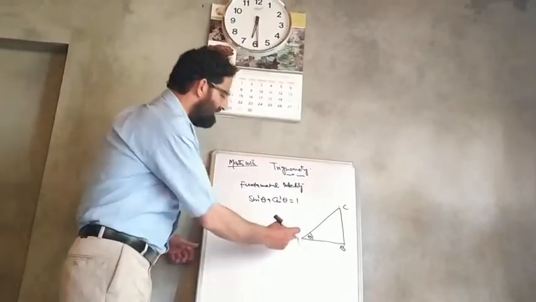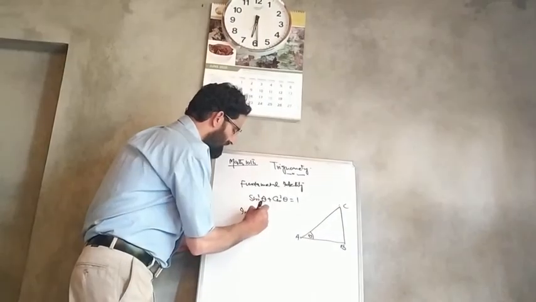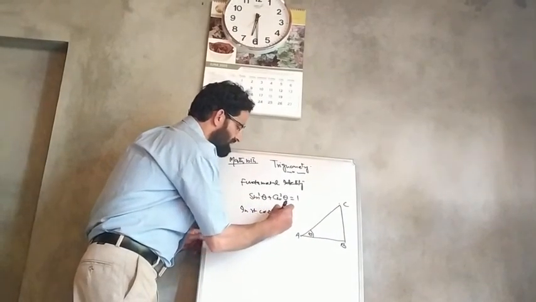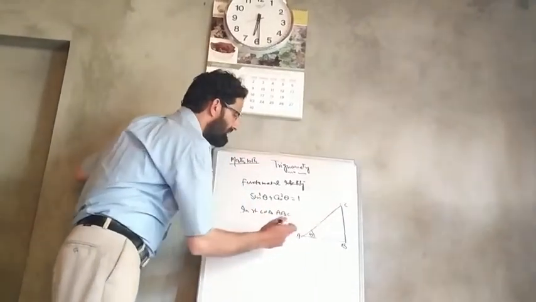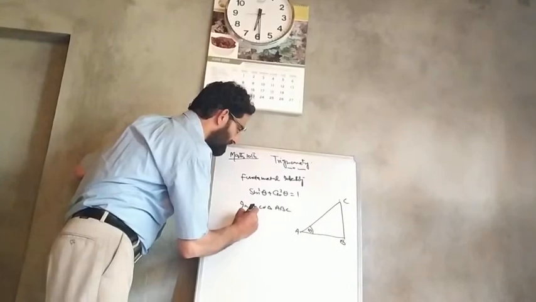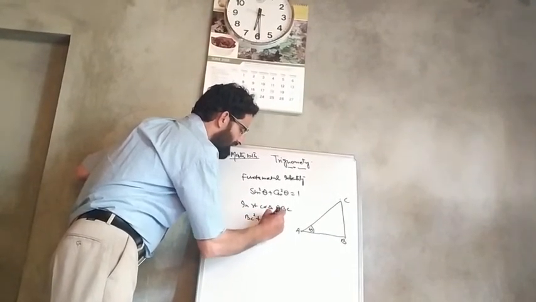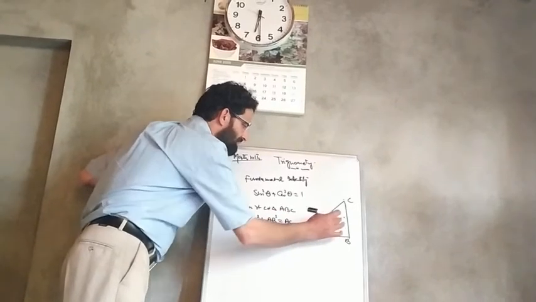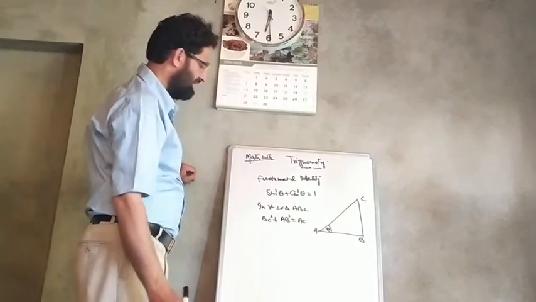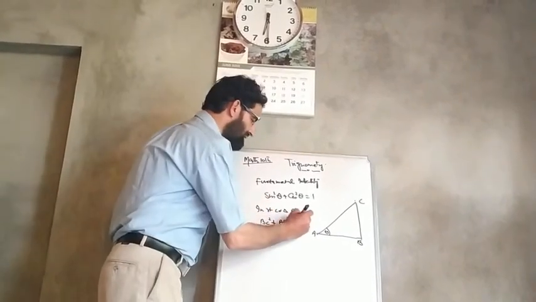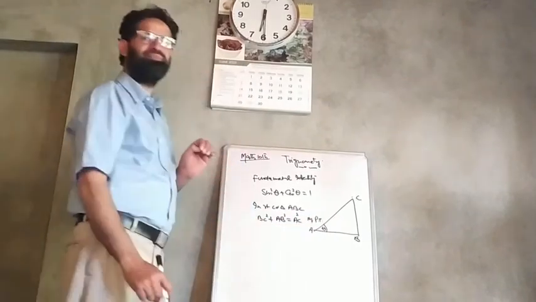Now here we consider this right triangle. In right angle triangle ABC, BC square plus AB square is equivalent to AC square. Base square plus perpendicular square is equal to hypotenuse square. This is AC square by Pythagoras theorem.